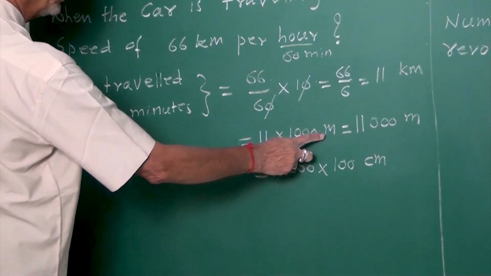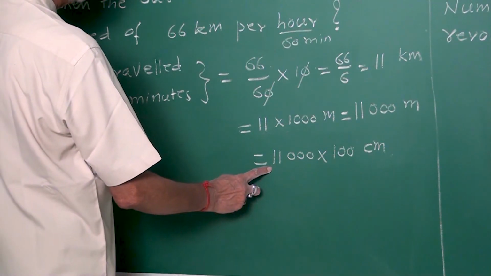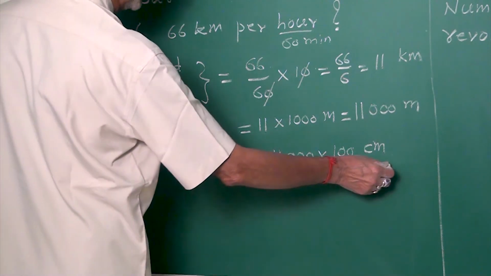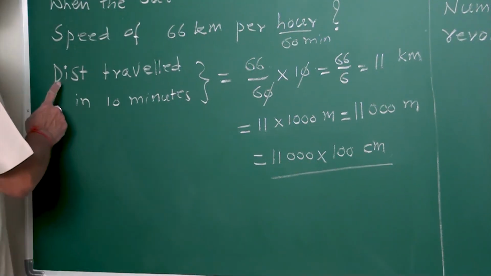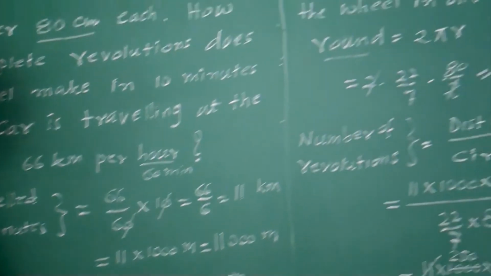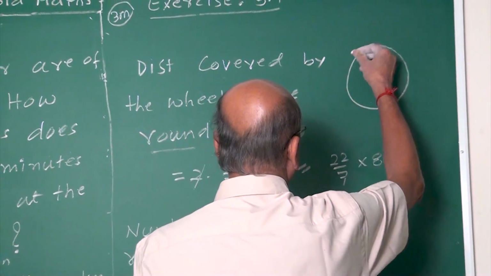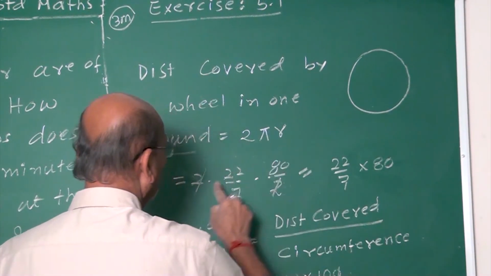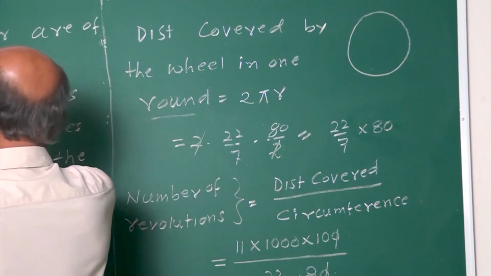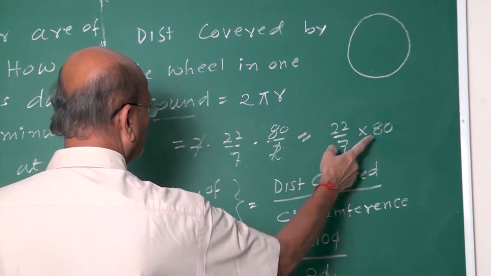11 into 1000 meters. Convert this in terms of what? Centimeters. This is 11 into 1000 into 100 centimeters. This is the distance traveled in 10 minutes. Next, my friends, the distance covered by the wheel in 1 round. 1 round means it's 2 pi r. This is 2 into 22 by 7 into radius, which is 80 upon 2. 2 cancels, giving 22 upon 7 into 80.